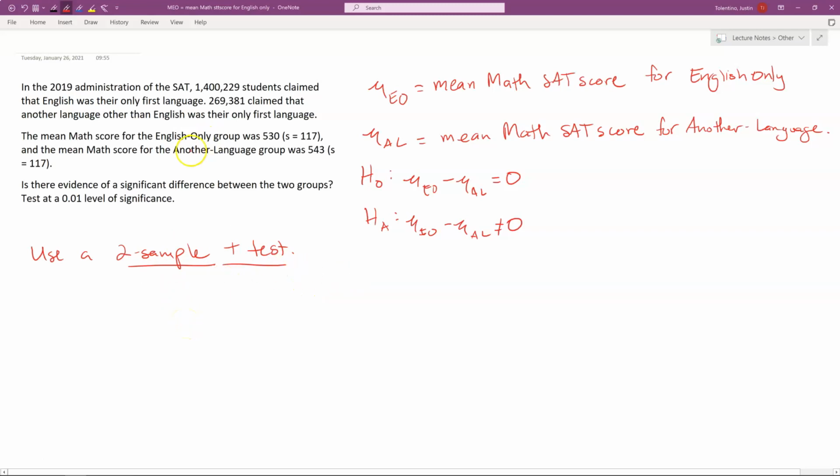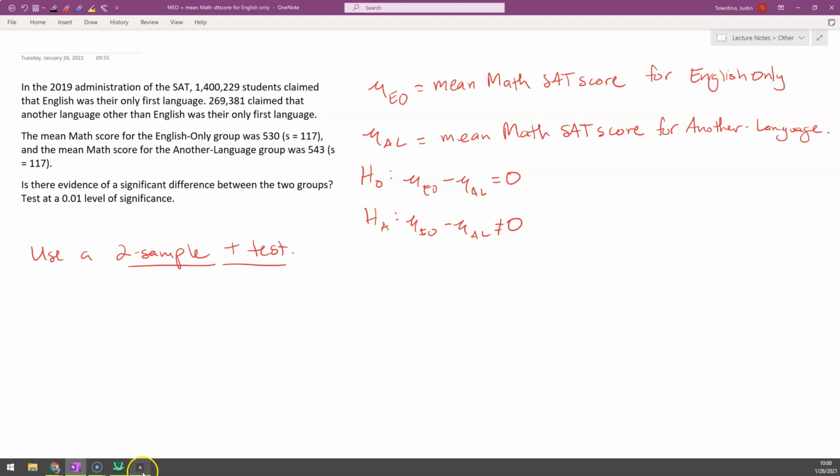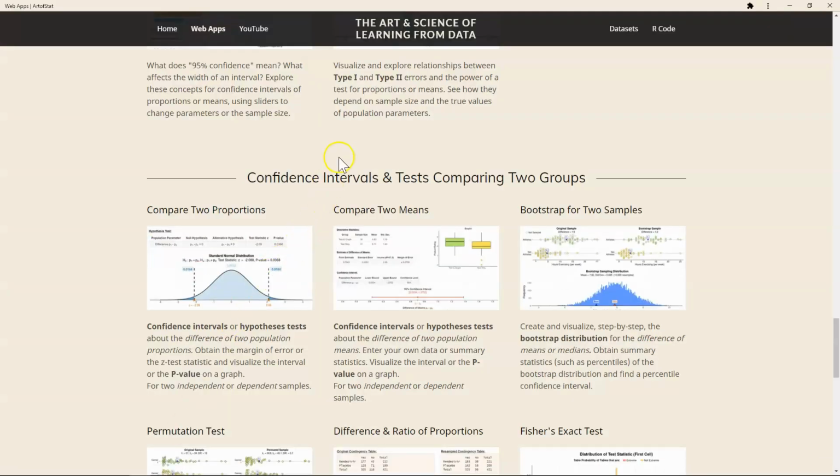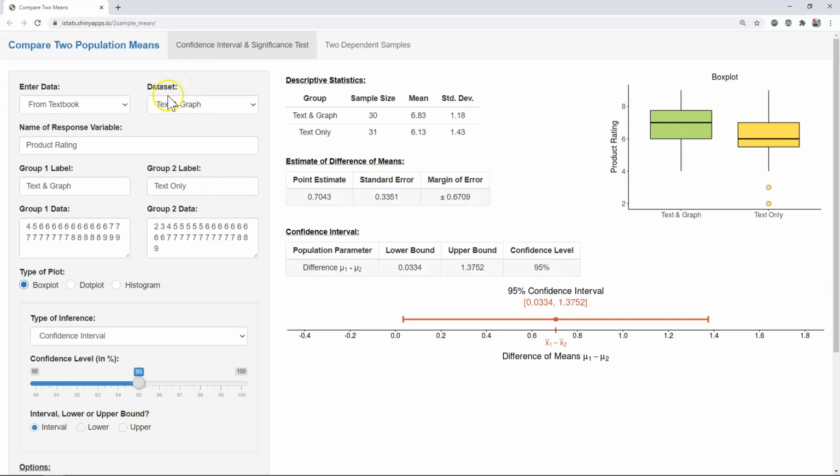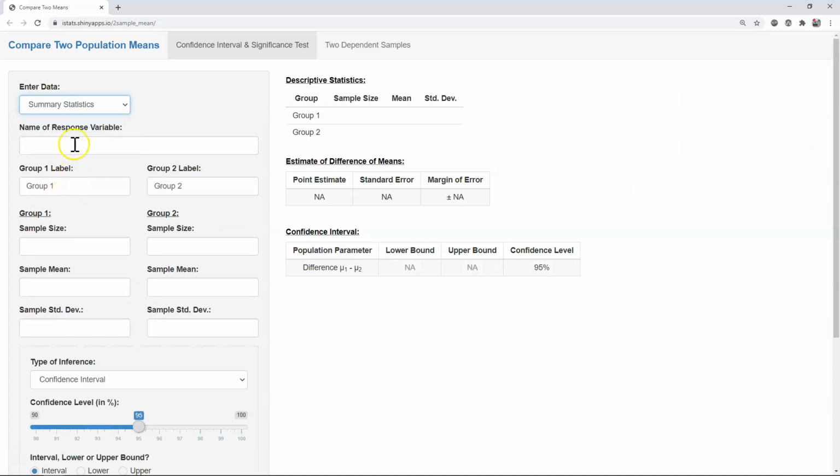So how do we perform this test? Step 3. Well, we're just going to, again, use ArtStat or some other technology or statistical calculator to get the test statistic and the p-value. So let's look at how we can do that. On artofstat.com, if we go to the web apps, we're going to look at comparing two means, because since we're looking at two quantitative variables, we want to compare the means between these two groups. Once we open this up, we are looking at two independent groups, so we'll leave it on this one. But what we want to do is choose summary statistics, since those are the values that we are given.